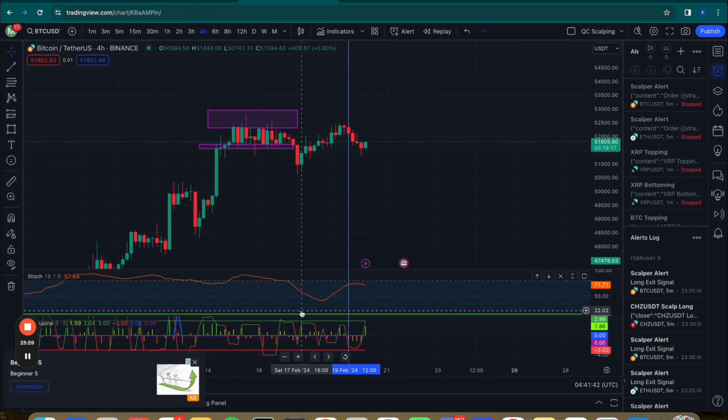Because if the 4 hour gets all the way towards the top here, and our lower time frames are starting to go down, then that is a very, very good situation for a short. So right now we would actually still be in a short.